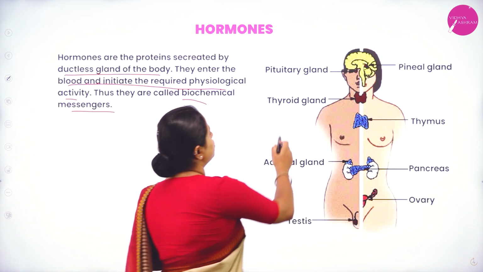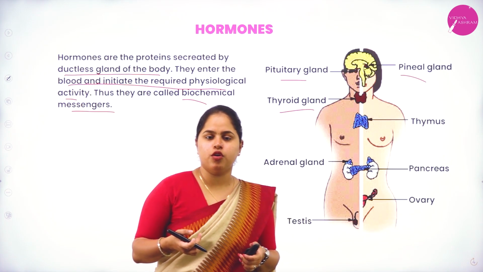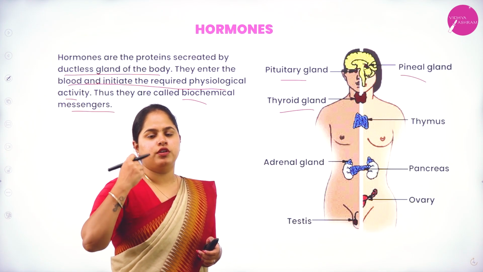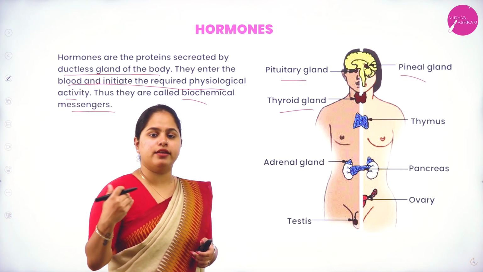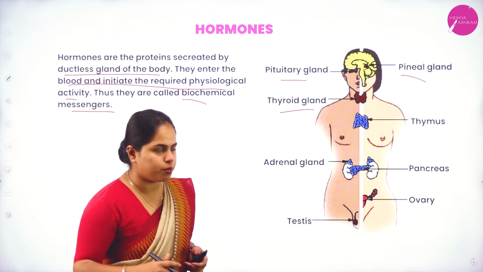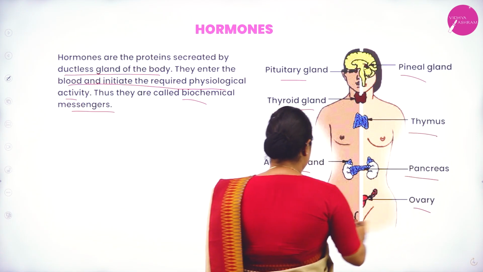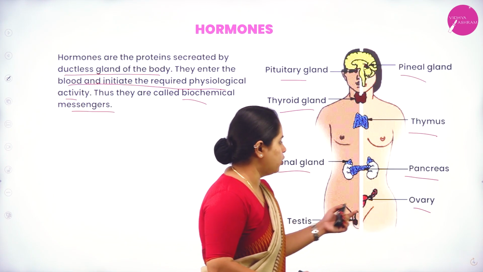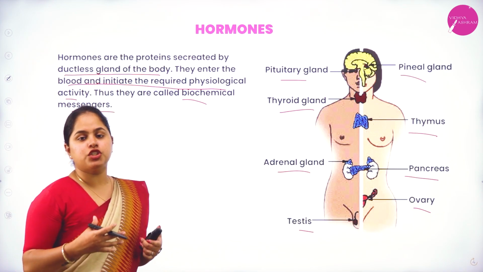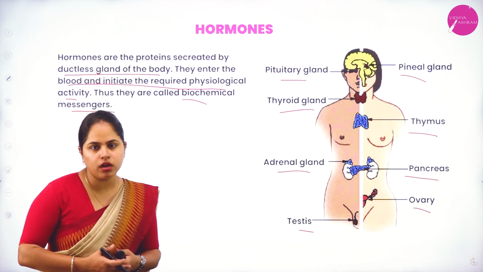You can see pituitary gland, pineal gland, thyroid gland. The thyroid gland secretes the thyroid hormone which is important for your body as well. If the amount of thyroid hormone is less or more, it can cause hypothyroidism or hyperthyroidism, which has a major effect on your body, right? And you have thymus and adrenal gland, pancreas, ovary, testis. Testis is present in males and ovary is present in females. All of these are important glands which secrete certain hormones that are important for our body, right?